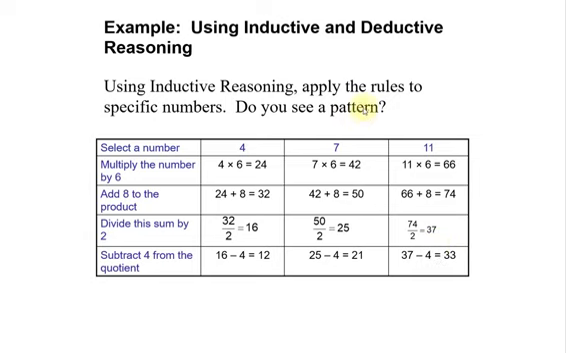Any pattern here? Yes, we do. 4 times 3 gives me 12. 7 times 3 gives me 21. 11 times 3 gives me 33. So from the beginning numbers, we all multiply by 3 to get to the final answer. And that is the result of all the steps here.